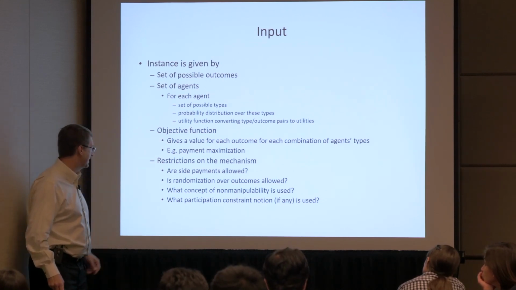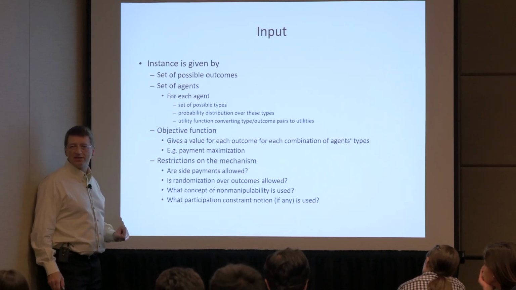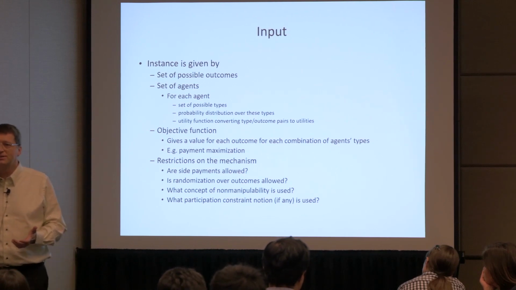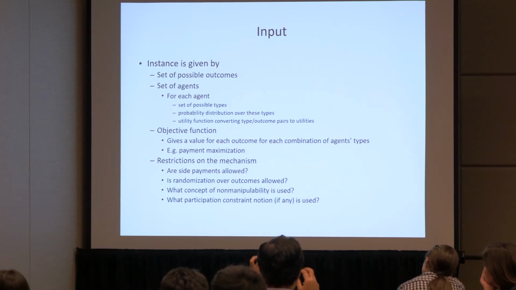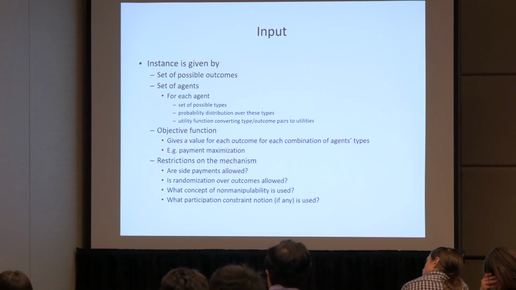Then we have 4 flags that talk about the restrictions of the mechanism. Are side payments allowed or not? Of course in auctions you have side payments allowed, that's kind of the whole point. If you're in voting settings, maybe you don't, maybe you do. So if you're voting for the president, maybe not. But if you're voting for whether you build a pool in your apartment complex or not, there could be some payments to compensate the people who don't want the pool by the people who actually voted for the pool if the pool gets built.